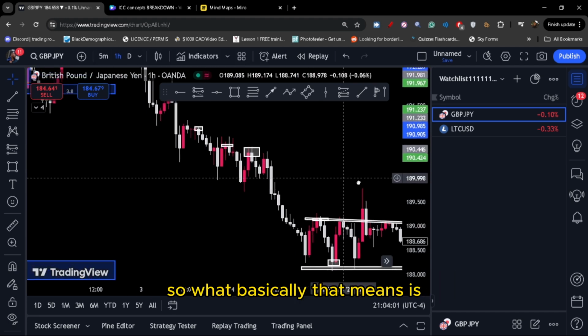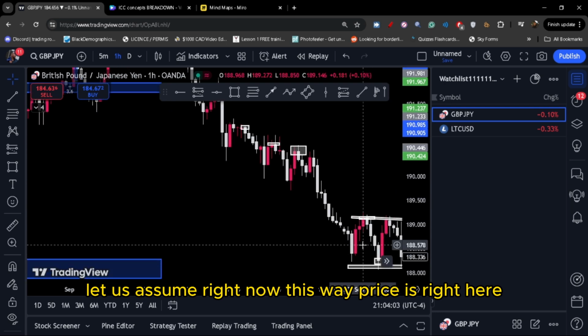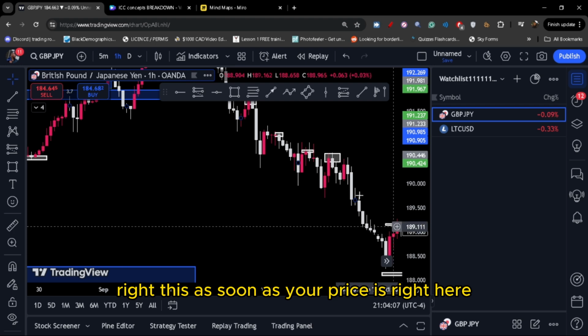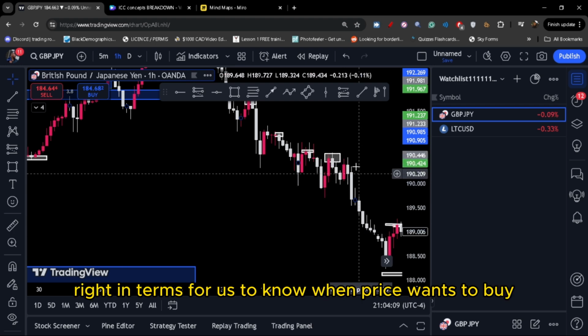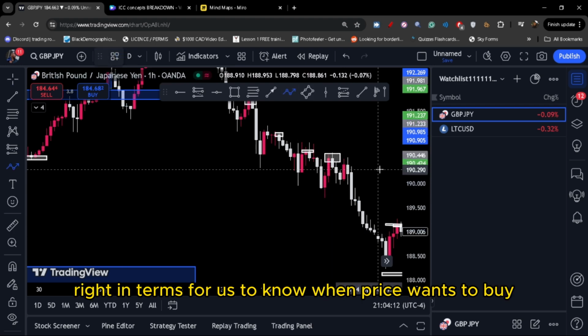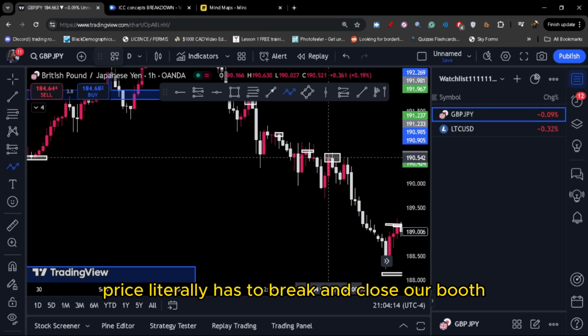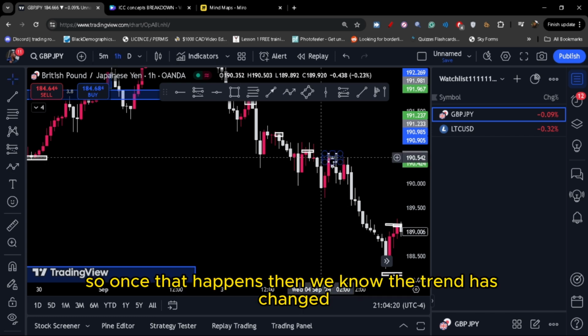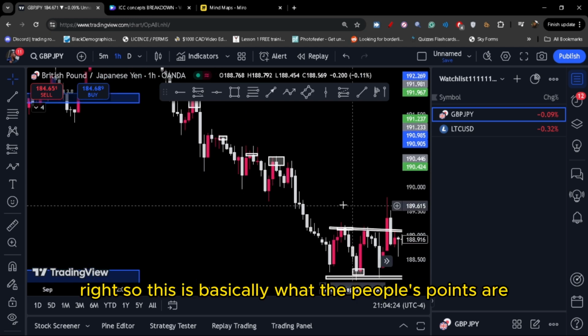So basically, that means let's assume right now this is where price is, right? For us to know when price wants to buy, price literally has to break and close above this high right here, in terms of the body close. Once that happens, we know the trend has changed. So this is basically what the pivot points are.